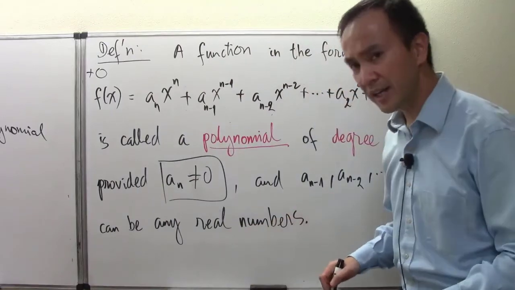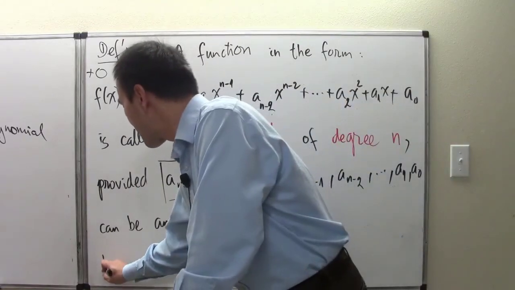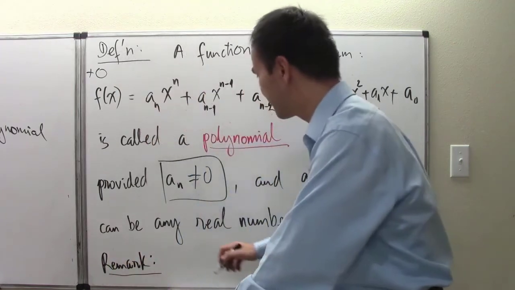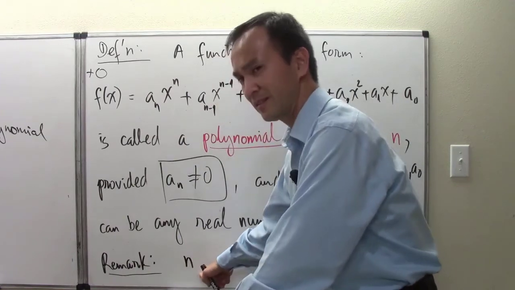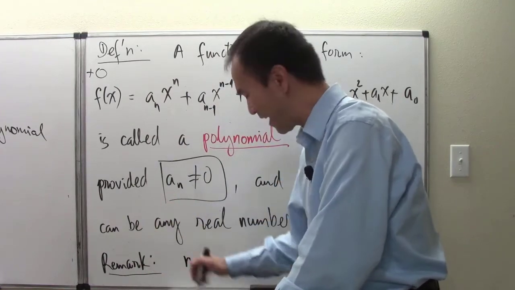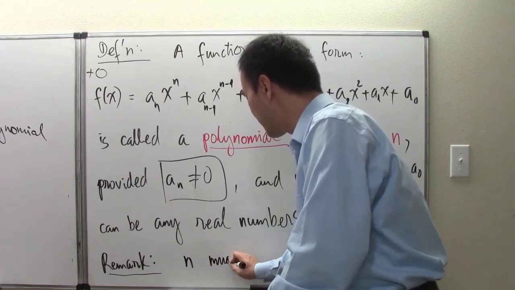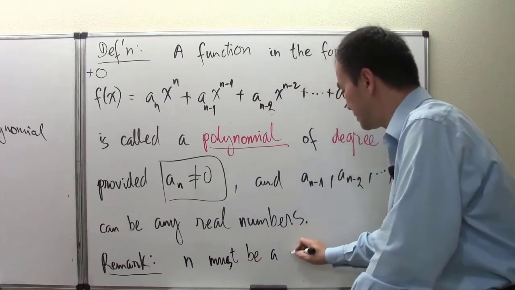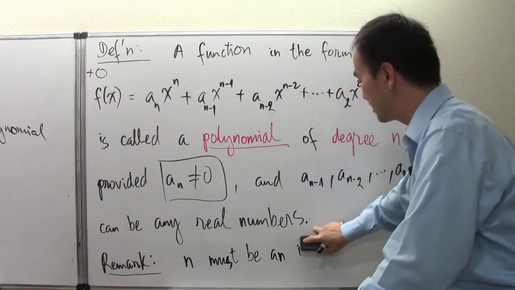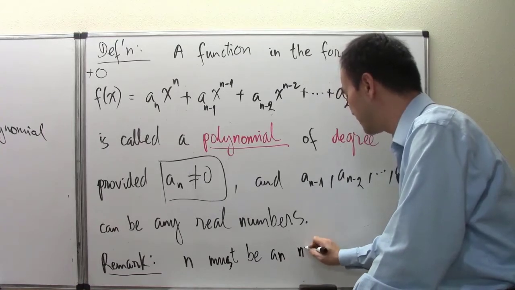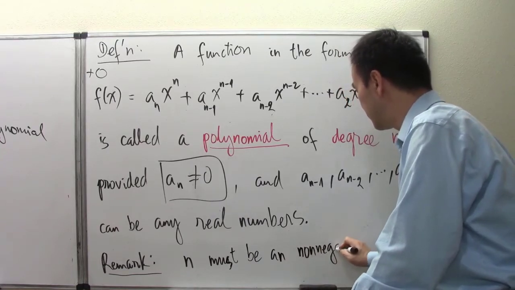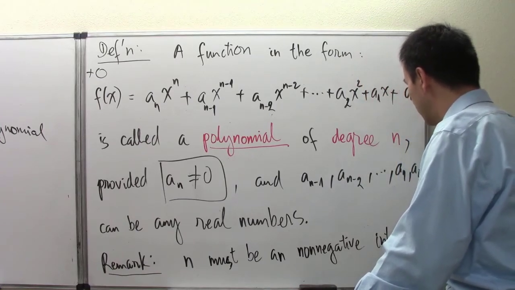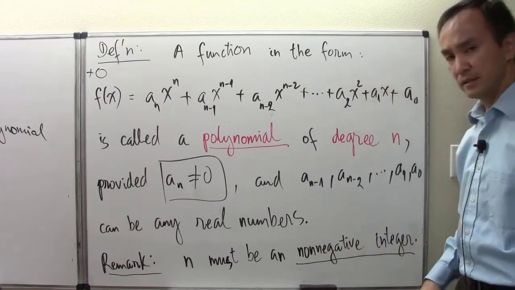Okay, and so now we're gonna add a remark here, like that. As a remark. And when we write it into a remark, we only need one value, and n must be an integer, or how about a non-negative integer. All right, and n must be a non-negative integer.